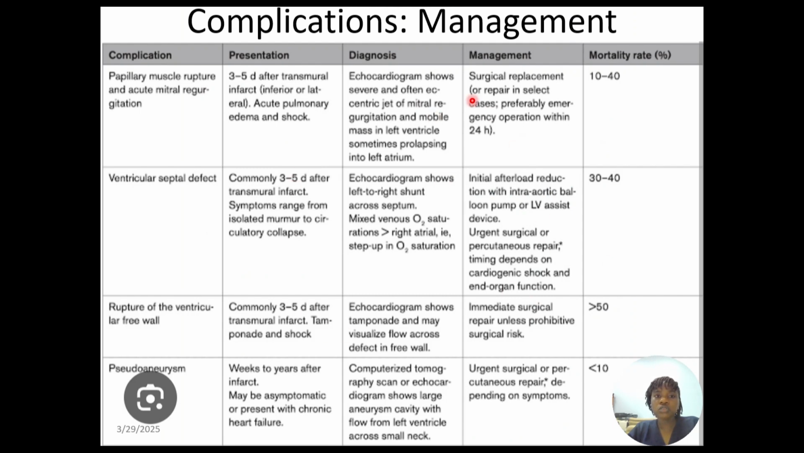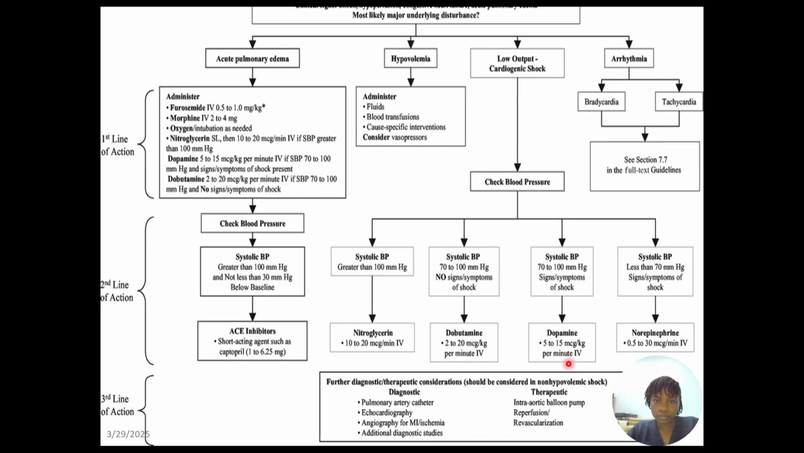Now, this slide shows mechanical complications and their management. For these complications, surgical management is indicated, but prior to when surgery can be done, it's important that medical therapy is optimized in order to improve patient symptoms and improve cardiac function. This slide also shows other complications and how they can be managed, including acute pulmonary edema and cardiogenic shock, and the choice of inotropes to use in the setting of cardiogenic shock.